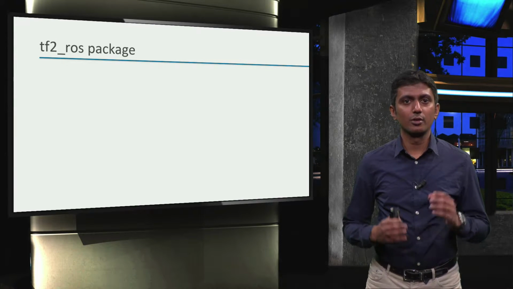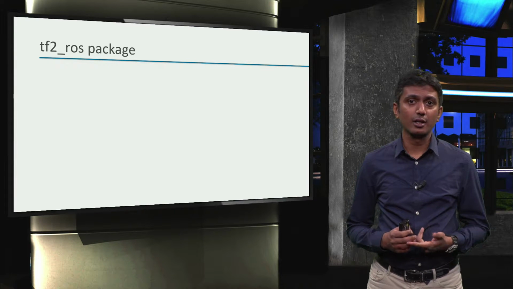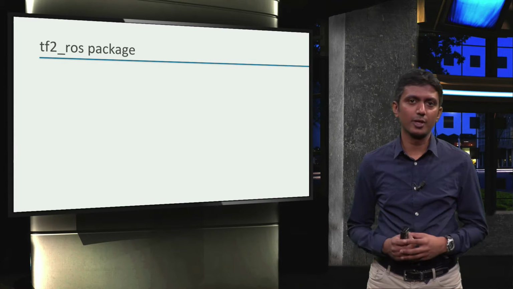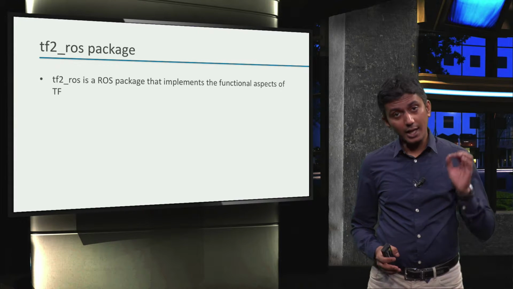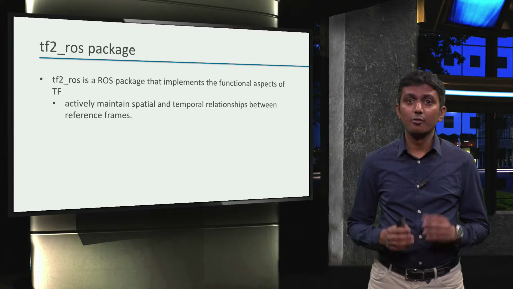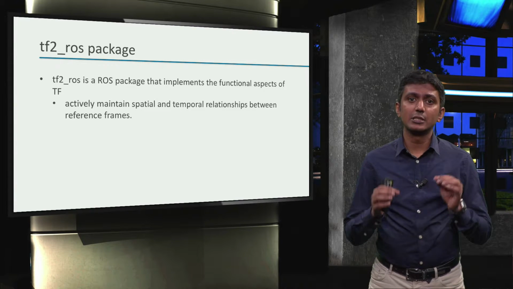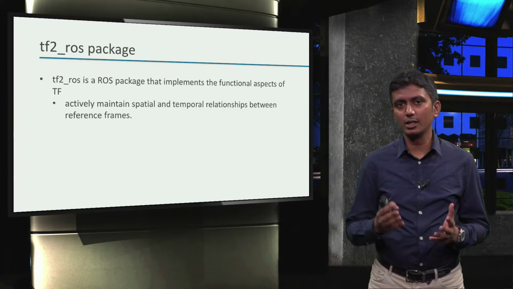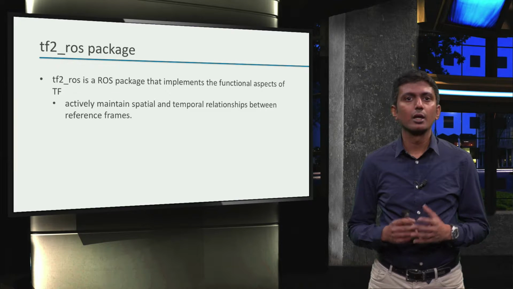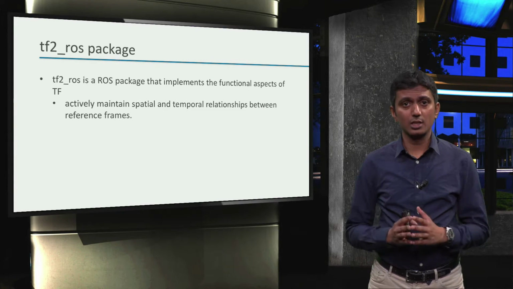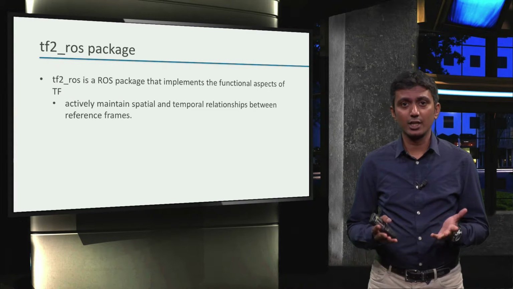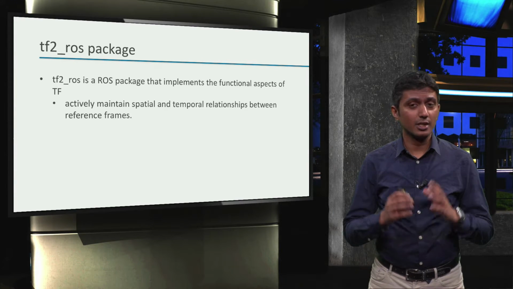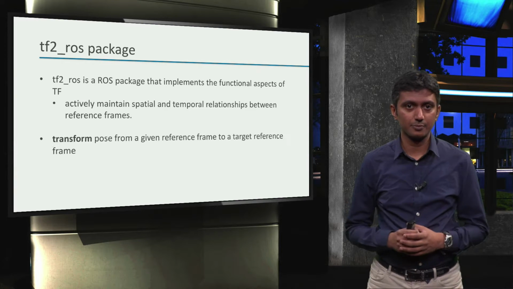We now know about reference frames, where they are defined and how they are generated. The robot state publisher generates the different reference frames. But the actual functionality of TF, which is keeping track of the spatial and temporal relationships between reference frames, is implemented in the TF2_ROS package. In other words, all the linear algebra computations necessary to find out the actual translational and rotational offsets between different objects is done with this package.